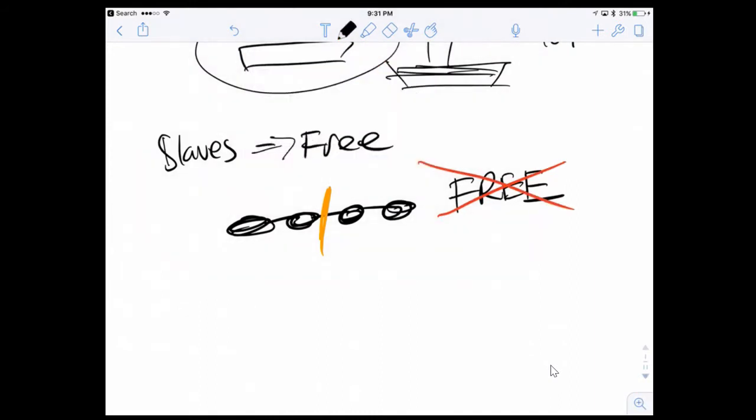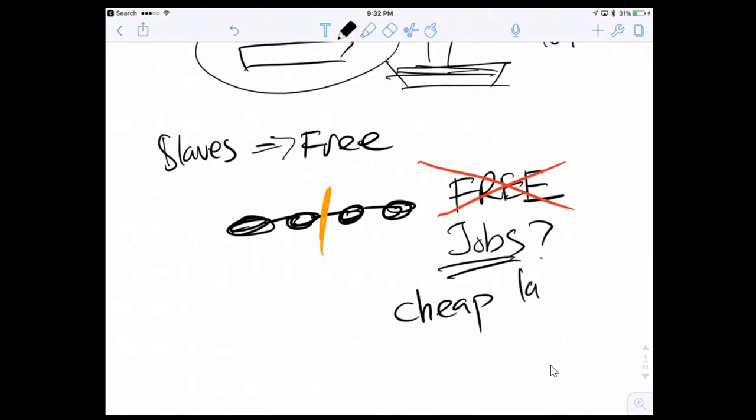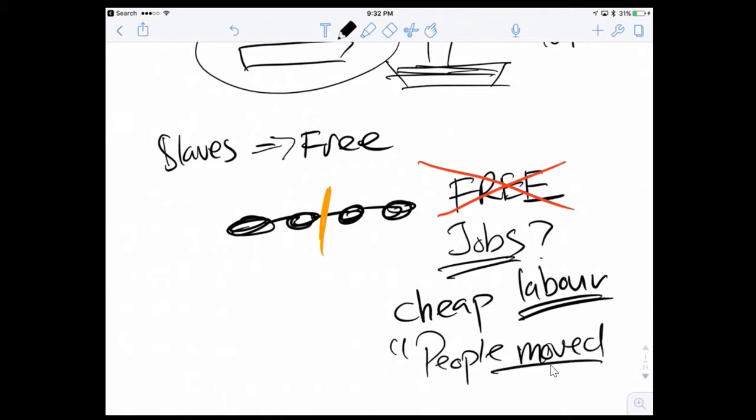Because of this, all these free slaves could go home. So what will happen to their jobs? Basically, their jobs are now vacant and people needed to find cheap labor. Companies, businesses still needed to fill the void that was left by the slaves. So they need to find cheap labor, and hence this is why people started moving. So people moved because of this. Okay, simple.